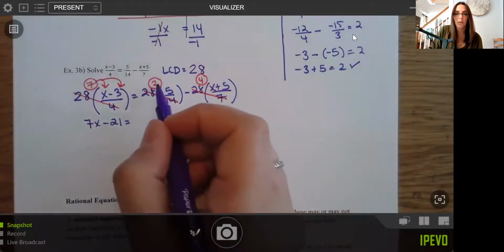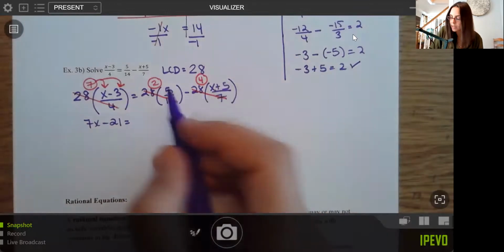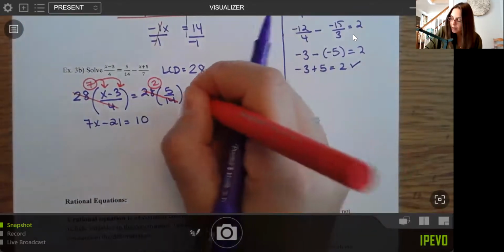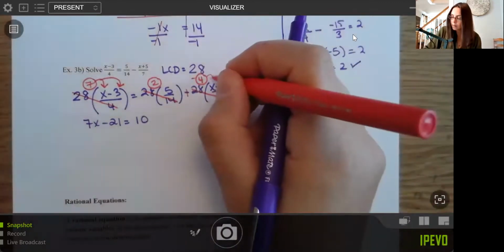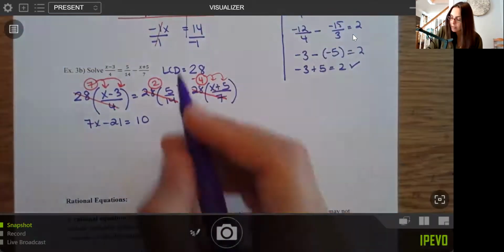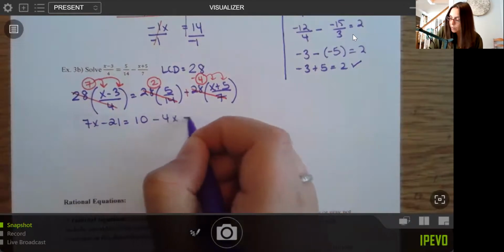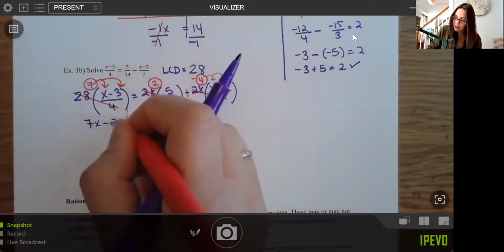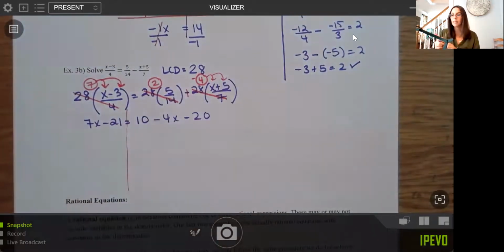Now here I just have a 2 and a 5, so I'm just going to do 2 times 5, which is 10. And then again, just be careful, there's a minus sign there. So I'm actually going to distribute a -4. So I have, let's see, minus 4x minus 20. And again, if you find it helpful to put in that vertical line down the equal sign, just to keep yourself organized, go ahead and do that. So do anything that you need to do to stay organized.